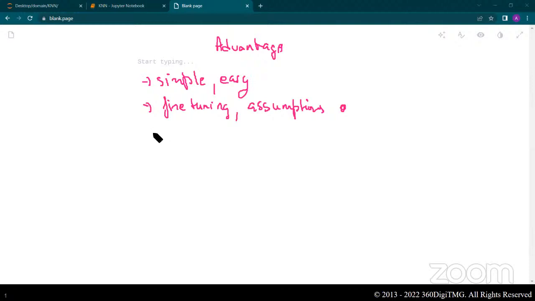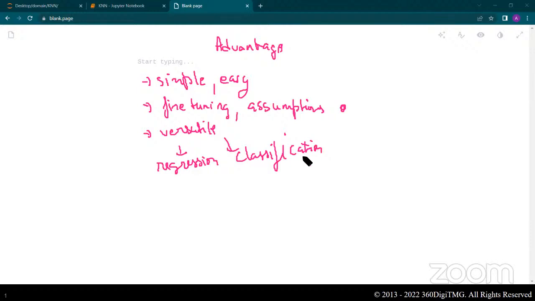And then this is versatile. So this can be used in regression or classification. So it can be used for any of the supervised models you come across. These are the advantages.